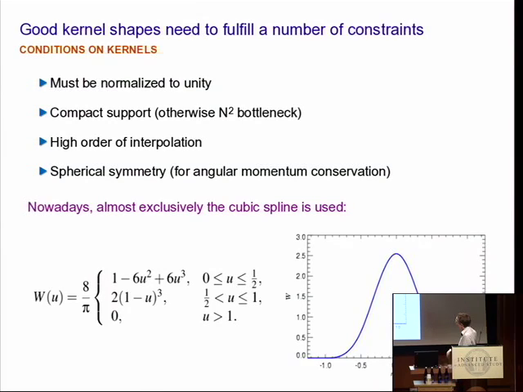There was for a while, 10 years ago, a lot of research being done on different kernel shapes. But nowadays, I think the community has settled down on using exclusively the simple cubic spline kernel. And in practice, it's really similar to the gravitational softening. You have to put in the softening, but the detailed softening shape is unimportant. And if you take a reasonable SPH kernel, the details of the kernel shape are also relatively unimportant.